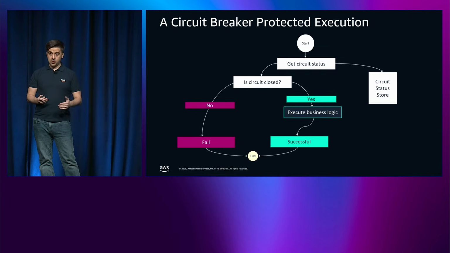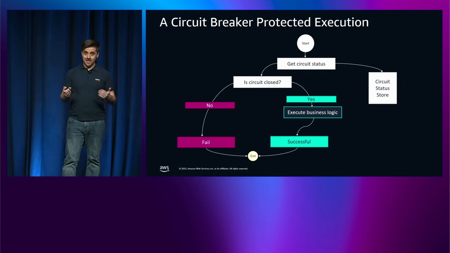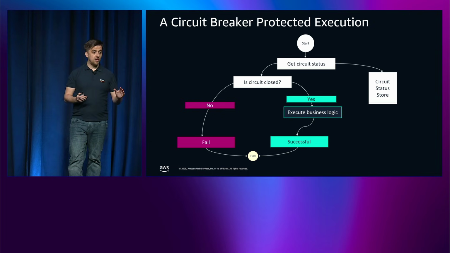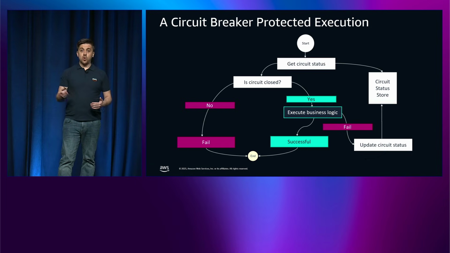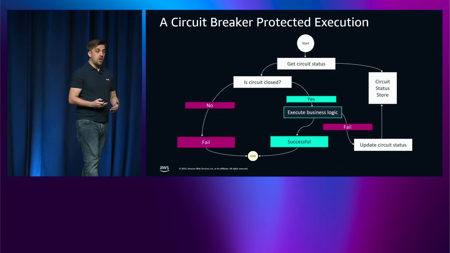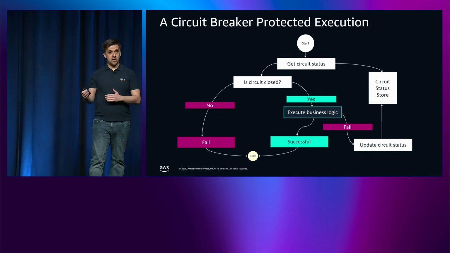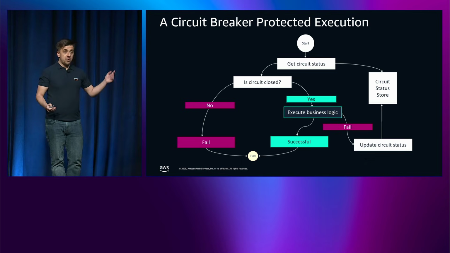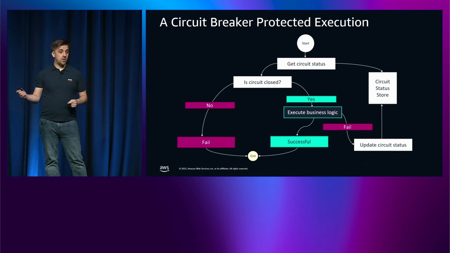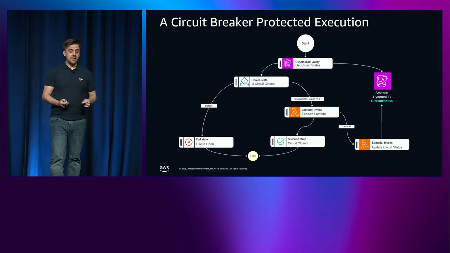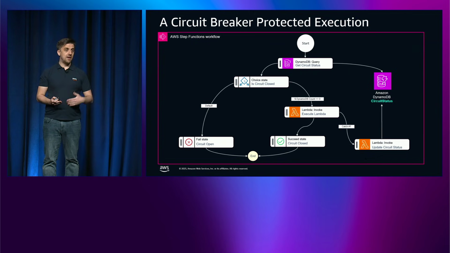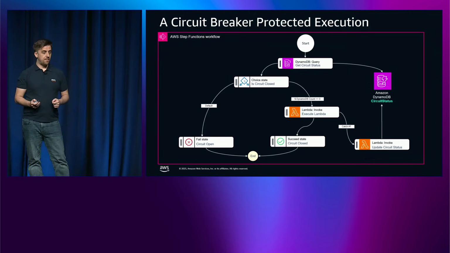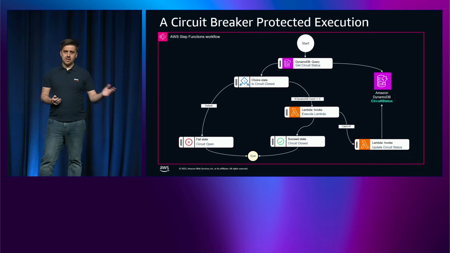However, if the circuit is closed, I execute my business logic and I hope that it now is successful. If it is, all is done, all is fine, we end here. If the business logic fails at this point, I will record the failing. I will increase a failure counter that if it reaches my configured threshold, opens the circuit and stops further operations from happening. A key message here is that this is not a theoretical process that I'm showing you here. Exactly this process is something that our customers are implementing, again with AWS Step Functions, to protect their executions with a circuit breaker pattern.